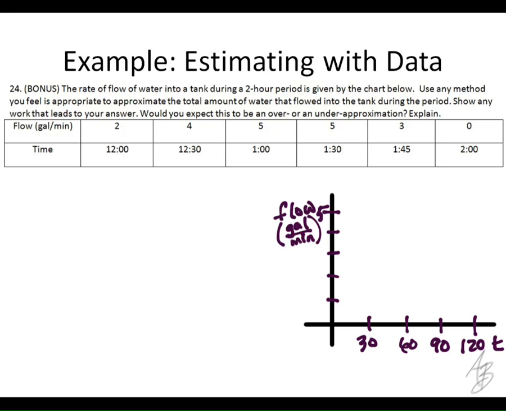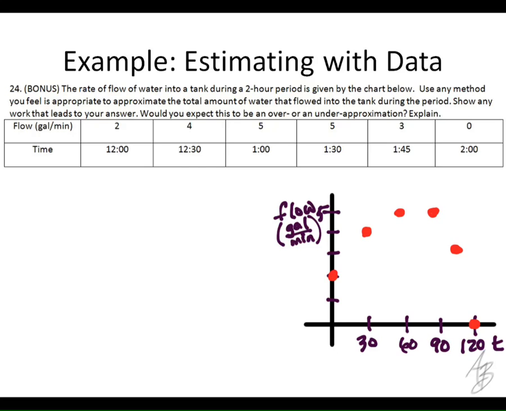Okay, so at noon it's flowing at 2 gallons per minute. At 12:30 it's flowing at 4 gallons per minute. At 1 it's flowing at 5. At 1:30 it's flowing at 5. At 1:45 it's flowing at 3. And at 2 o'clock it's at 0. Okay, so that shows the flow.